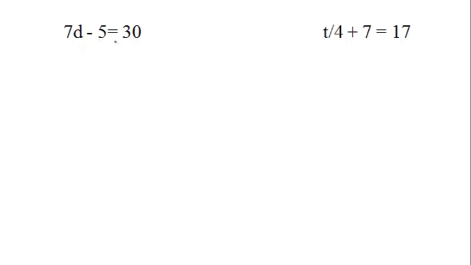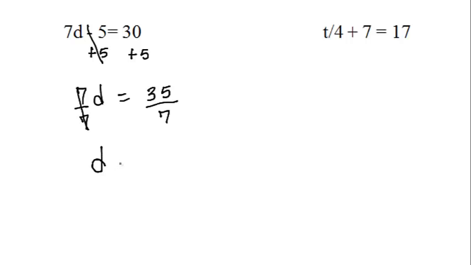7d minus 5 is equal to 30. Let's go ahead and get rid of the 5 first. We add 5 on both sides. We end up with 7d is equal to 35. We divide both sides by 7, and we end up with 1 times d is equal to 5. And 1 times d is the same as d. D equals 5.